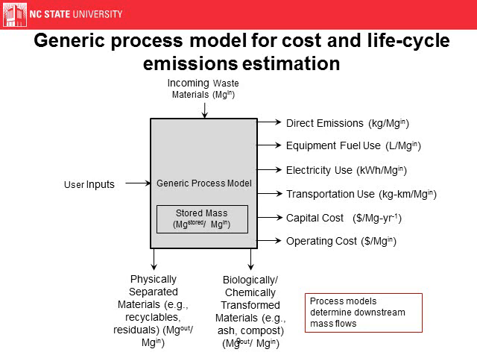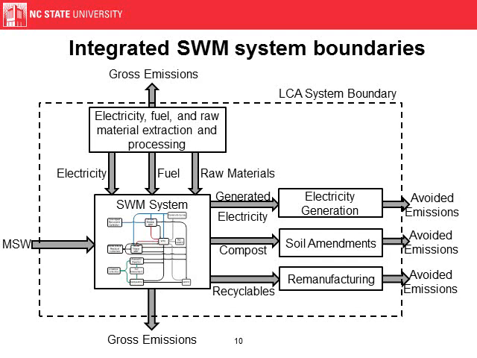And then these process models determine those downstream mass flows. So what's coming out the bottom here determines what goes down into the next one. So if this is a MRF, what gets separated out, what's in our recyclable stream and our residual stream, then determine what ends up going to the landfill and what goes to material reprocessing. So this is for the integrated solid waste management system boundaries.